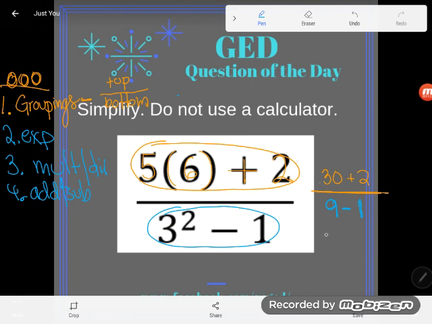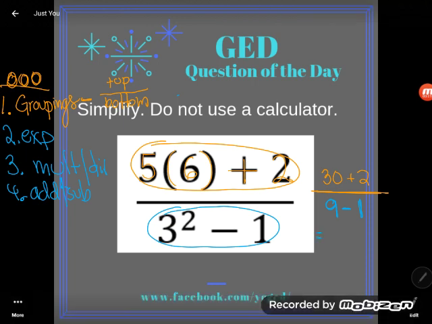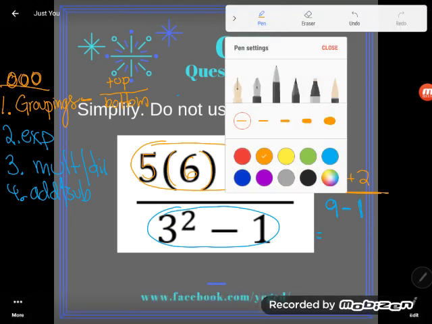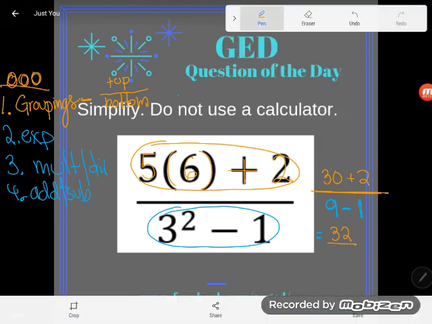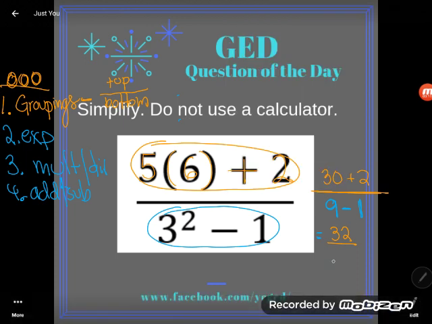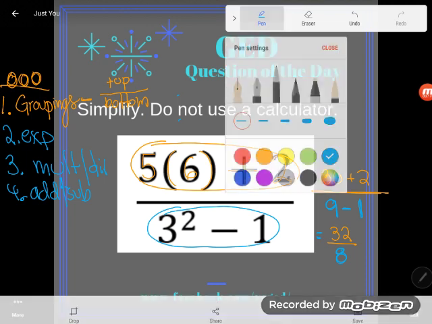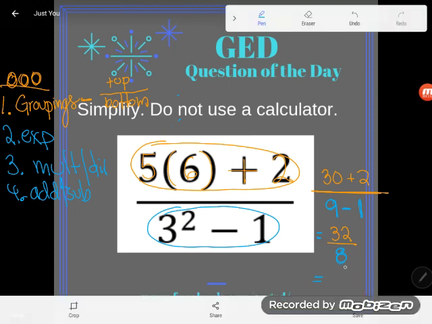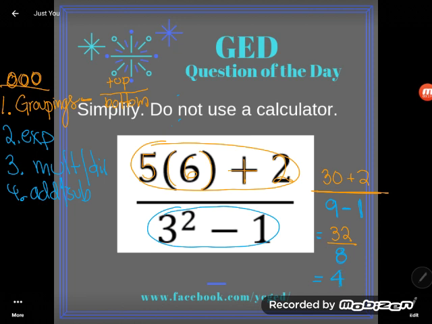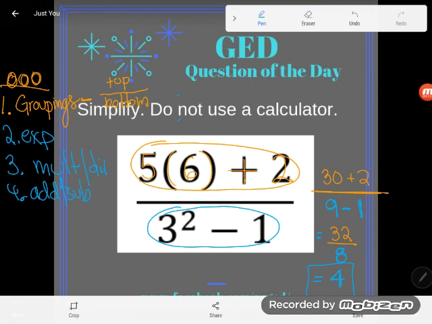There's still math to do up top. 30 plus 2. Let me grab that orange color I was using. 30 plus 2 is 32, and I haven't dealt with the fraction bar yet, so I leave it there. And then on the bottom, 9 minus 1 is 8. And now I can finally deal with the fraction bar, and maybe you're thinking that's the thing I didn't want to deal with. But remember, a fraction bar just means the same as divide. So 32 over 8 can be read as 32 divided by 8. If you just simplify that math, you just do the division. It's not a fraction anymore, y'all. 32 divided by 8 is 4. And that is the final answer here. It's as simple as it's going to get.